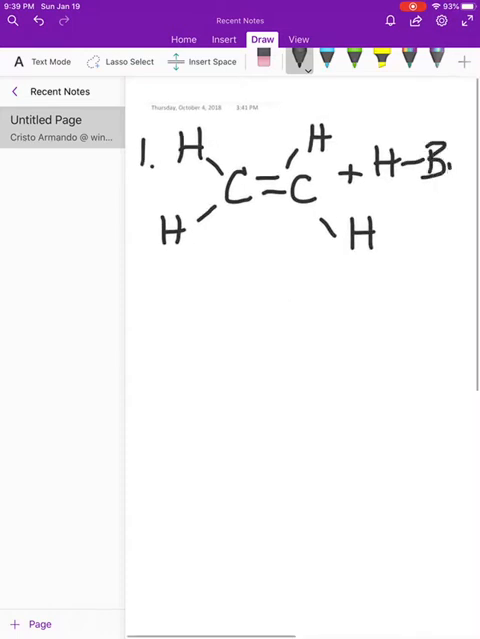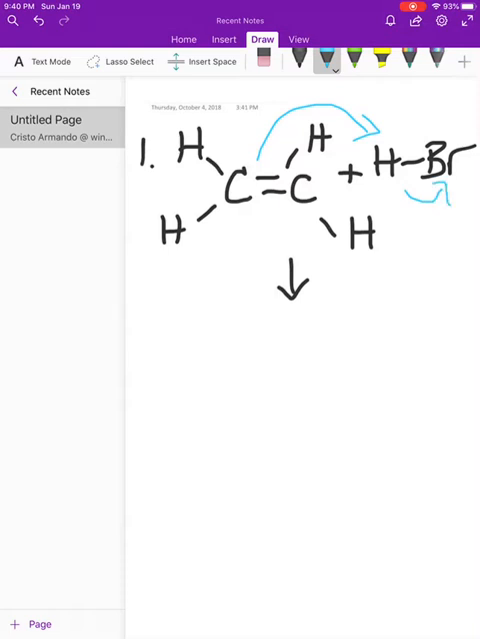So this is our first reaction plus HBr, and I'm going to be drawing the reaction downwards just because it's easier for me. So first thing that this reaction is going to do is that a double bond is going to attack the hydrogen molecule. This bond right here is going to go to the bromine, and we're going to form this intermediate.